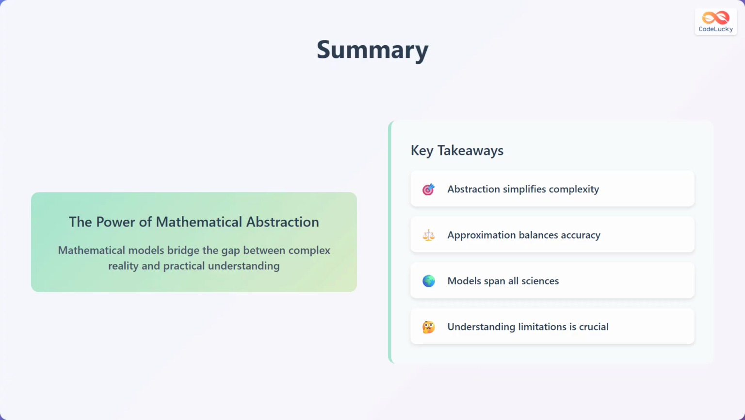In summary, mathematical models are powerful tools that help us understand the world by bridging the gap between complex reality and practical understanding. The abstraction simplifies the complexity and approximation balances accuracy. These models can be applied to all sciences. However, understanding their limitations is very important.